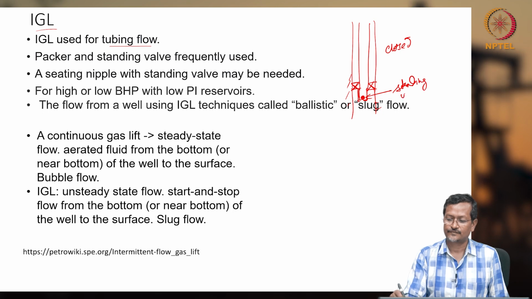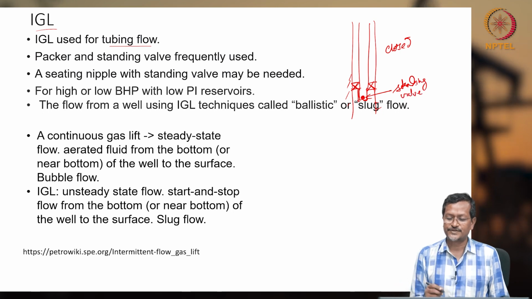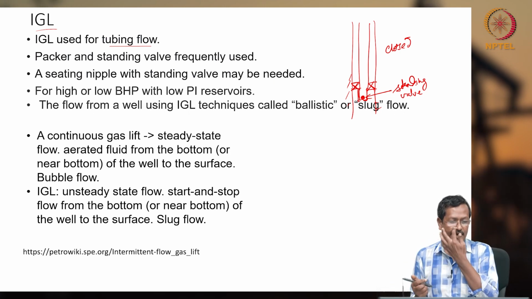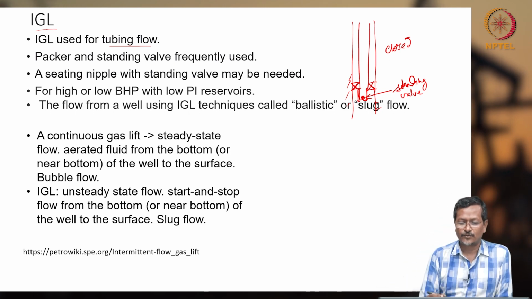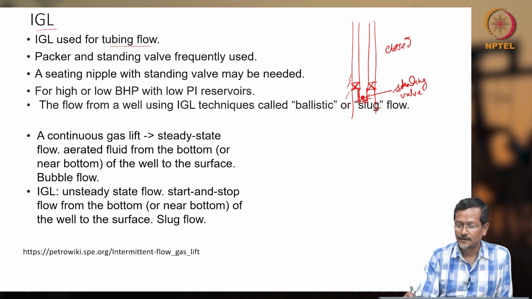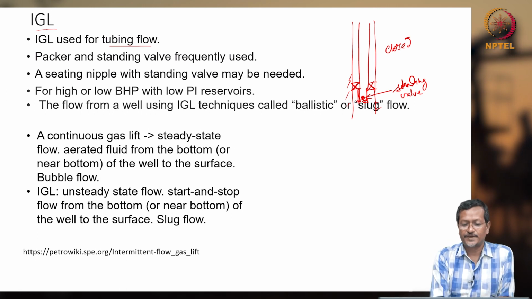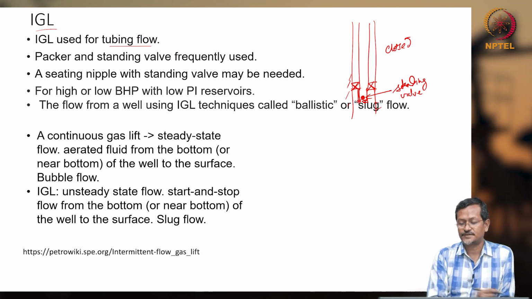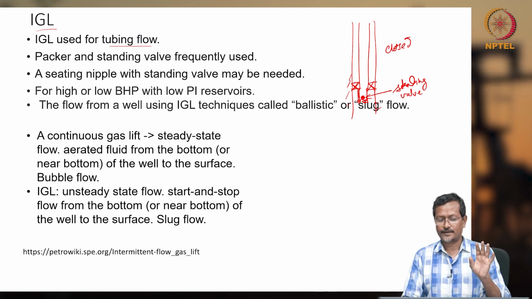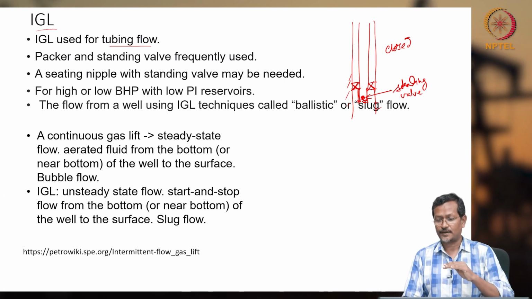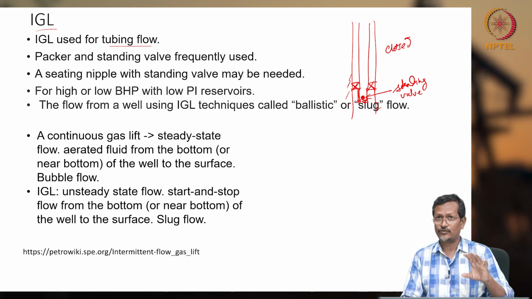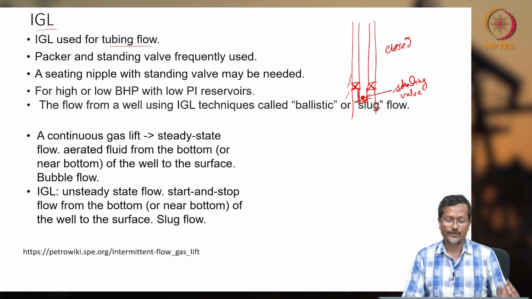This is called standing valve, okay. This valve is not moving too high distance, only small movement will be there. So, this is called standing valve. A sitting nipple with standing valve may be there. So, sitting nipple will be here, nipple, okay. For high or low BHP with low PI reservoir. So, BHP or bottom hole pressure can be high or low, but PI should be lower, then you are using intermittent. If PI is higher, productivity index is higher, normally you will go for continuous flow gas lift.